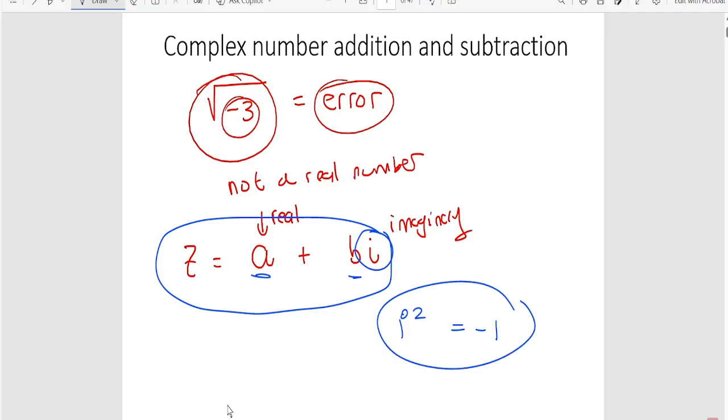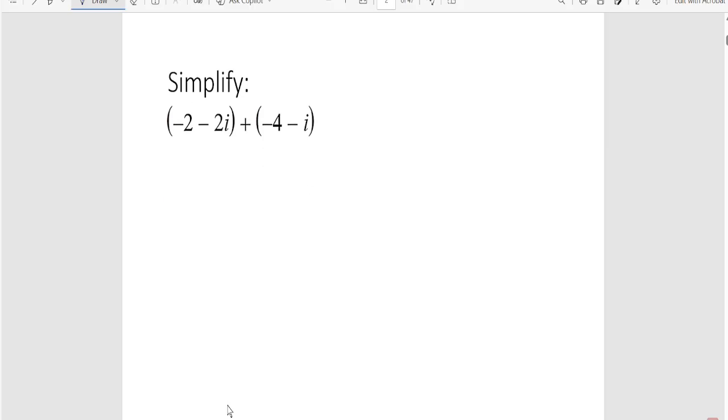Like if you put a square root of a negative number in your calculator, you get an error because this is not a real number. So we need to learn these imaginary numbers. Let's see how we simplify them. With the help of questions we will understand them better, right?